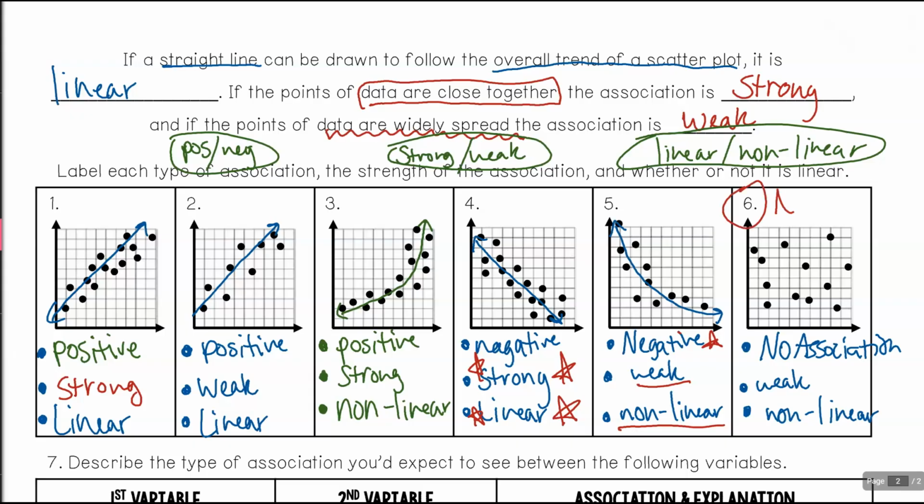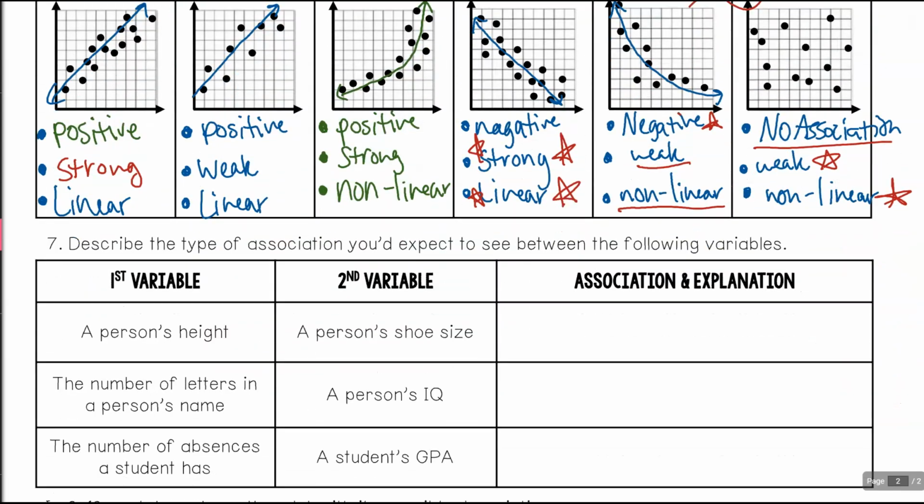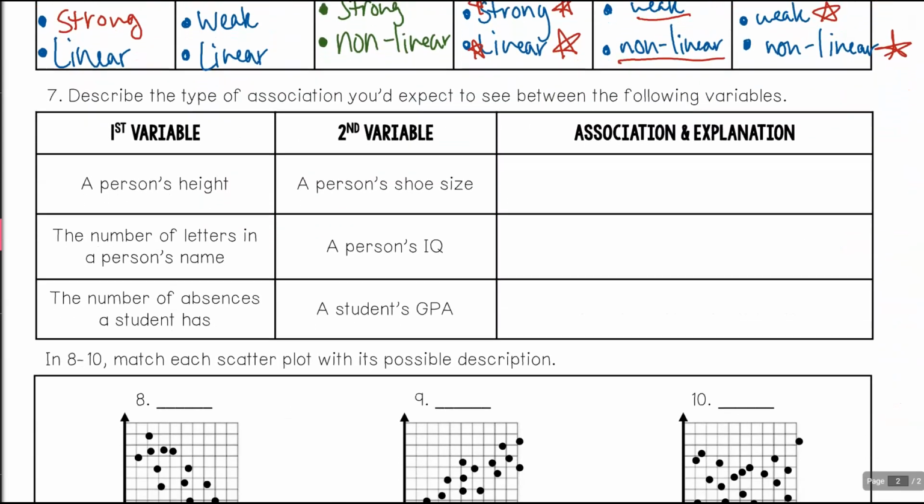Number 6 is your big one here, right? There's really no association, no positive or negative. If that's the case, you're automatically going to be weak and nonlinear because there's a weak association since they're not close together. They're all scattered about, and there's no true line that we could draw here, which would be nonlinear, okay?